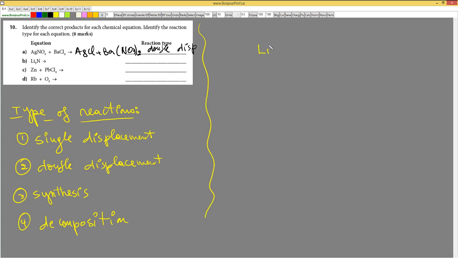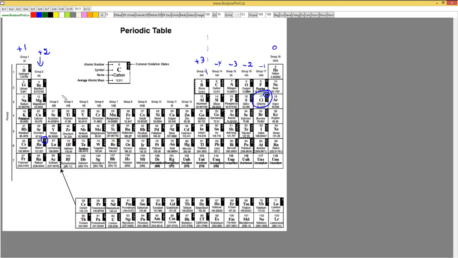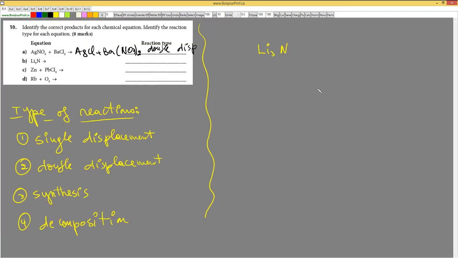I have Li3N. Again, lithium is a metal. Lithium, what is lithium? It is here. It is a metal. What is nitrogen? It is here. Non-metal. See? So what will happen here now? So I'm going to have lithium, and I have nitrogen. So what will form? Lithium will stay alone, but nitrogen will be 2. So here it will give me lithium plus nitrogen, because this is what's happening.